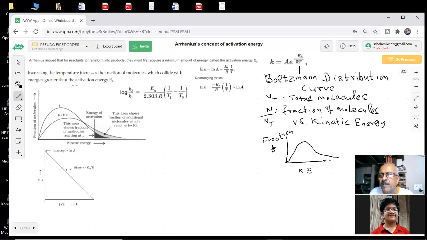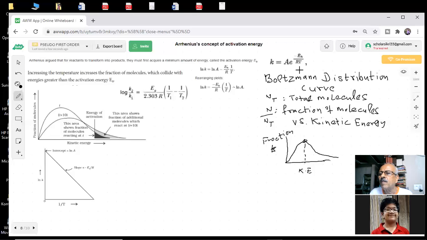Here you see the most probable kinetic energy. Maximum molecules have got this energy. This is called the most probable kinetic energy, the top of the hill. Molecules with less energy are a smaller fraction, increasing up to the maximum concentration of molecules, which we call the most probable kinetic energy. After this, the fraction is decreasing again like this.